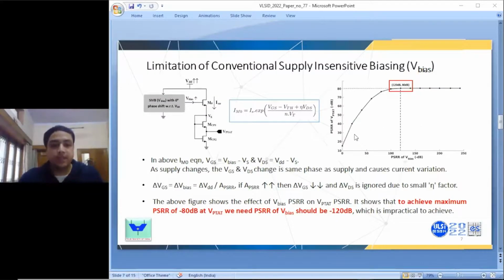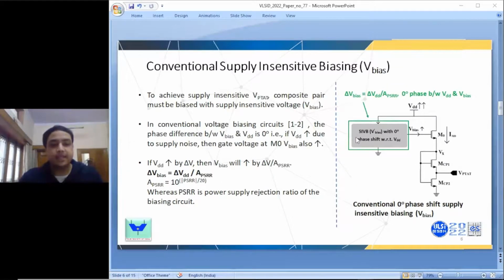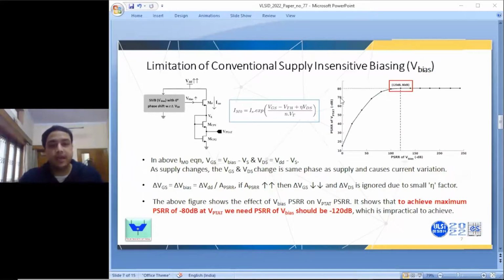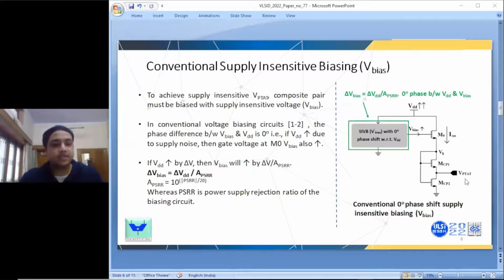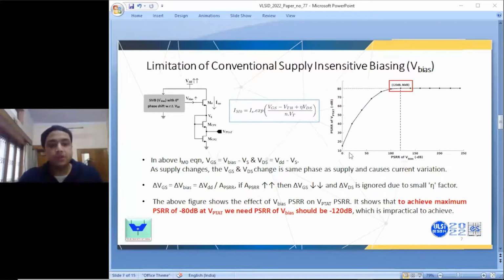To explain it more, let's plot on the x-axis the PSRR of V bias, basically the output node V bias which we are achieving, and on the y-axis the final output PSRR of the temperature sensor, which is this VPTAT. If you observe, while increasing the PSRR of V bias, the maximum PSRR achievable at the output of the temperature sensor is 80 dB. And to achieve that maximum PSRR, we need to design for somewhere around 120 dB.